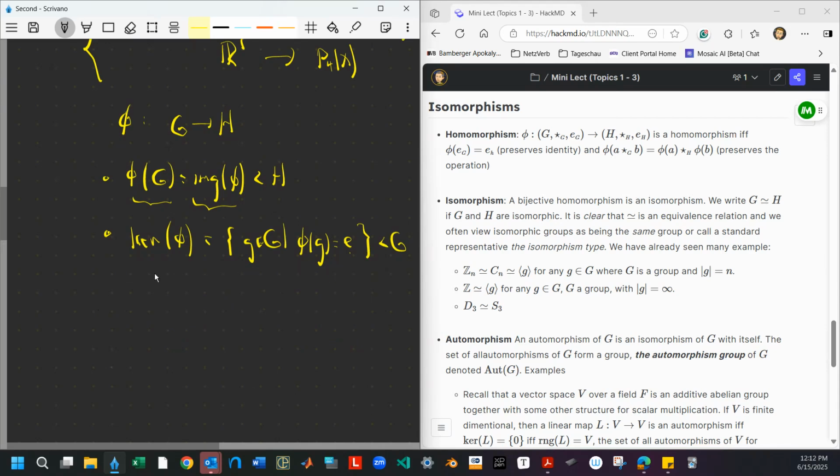Okay, so a little review of subgroups. Good. Okay, so you can have various, if phi from G to H is a homomorphism, so it preserves the structure.